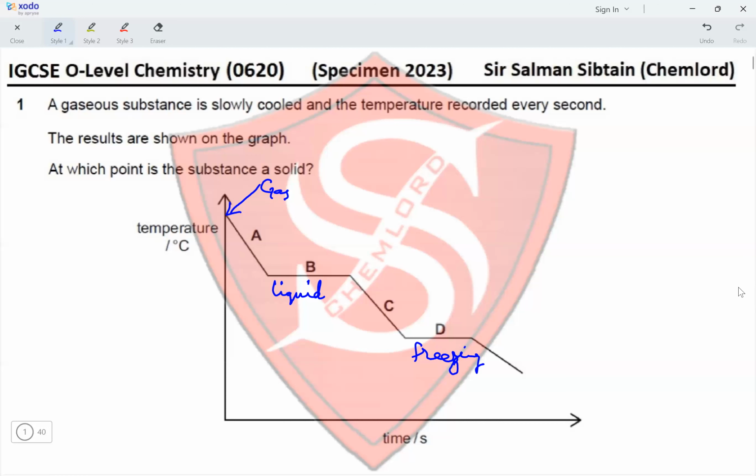So we need to find out at which point the substance is a solid. The substance is a solid when it freezes, making option D the correct option for this question.